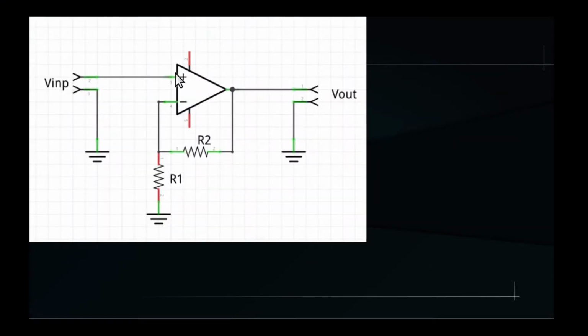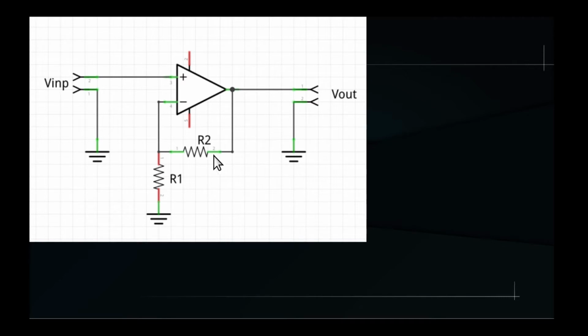Let's start again with an opamp. This time we attach the input voltage to the non-inverting input. The inverting input is attached again to the output through a resistor R2, and it is also attached to ground through resistor R1. R2 and R1 make up the negative feedback circuit of the opamp.